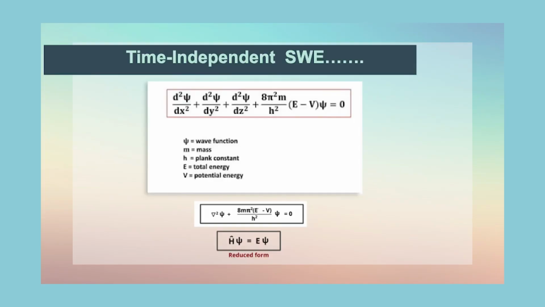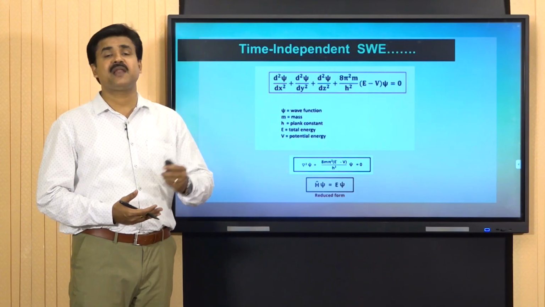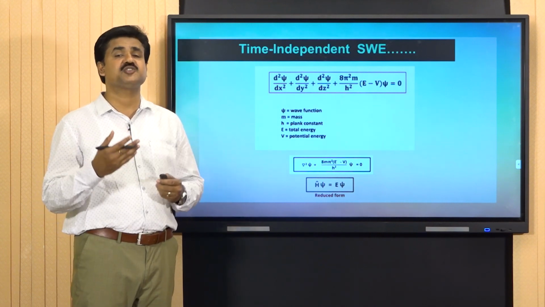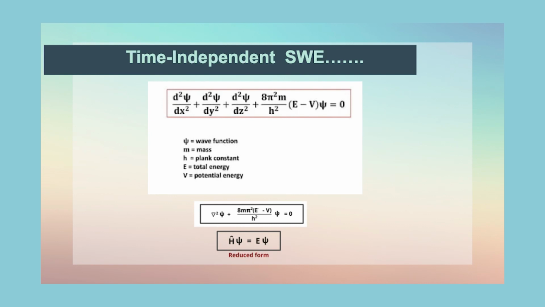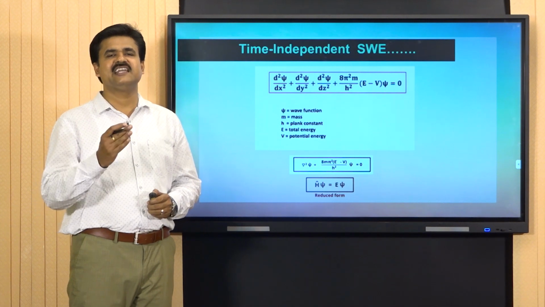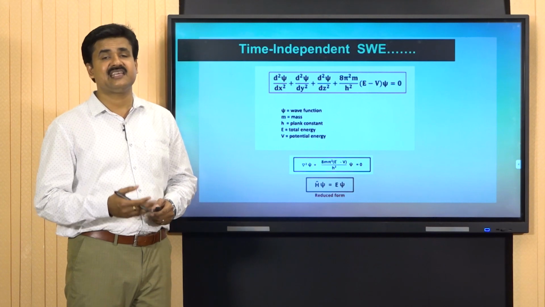In this equation, psi represents the wave function, m represents the mass of the particle under consideration, h represents Max Planck's constant, its value is equal to 6.626 into 10 raised to minus 34 joule second. E represents the total energy of the system and V represents potential energy of the system. Hence, E minus V stands for total energy minus potential energy, that is, E minus V equal to kinetic energy associated with the system.